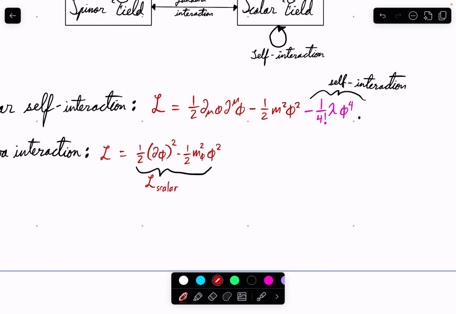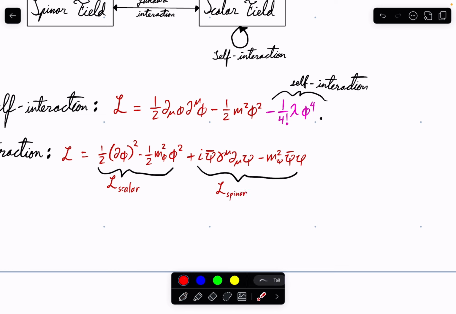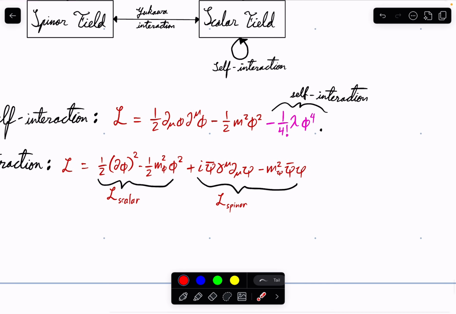Then we get the new terms, so plus i, we have a Dirac spinor, gamma mu, partial mu, Dirac spinor, minus m, but the mass that has to do with the spinor field, and this right here, this is the Lagrangian for spinors. So we can see that so far the Yukawa interaction literally just is the sum of a scalar Lagrangian and a spinor Lagrangian, but it's also with an extra term.